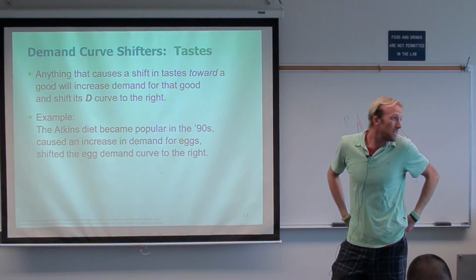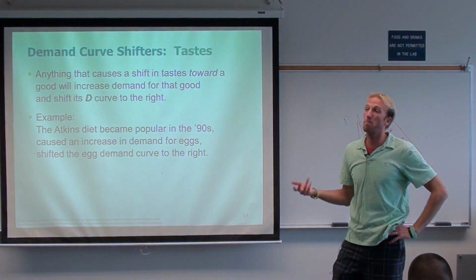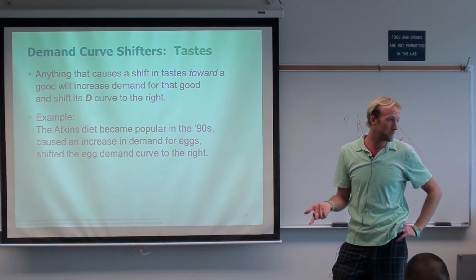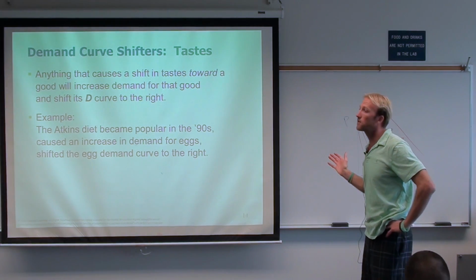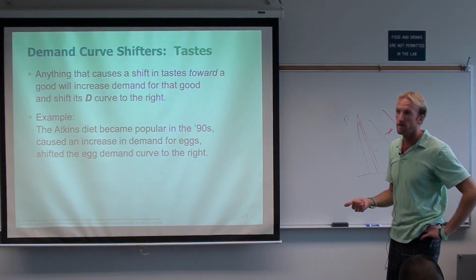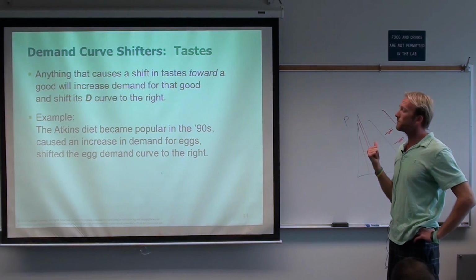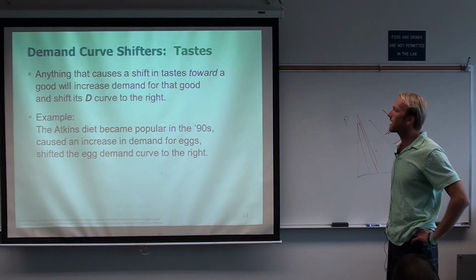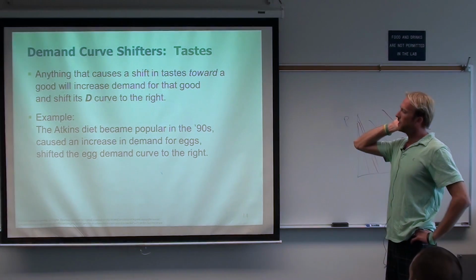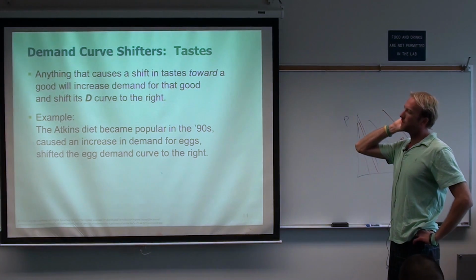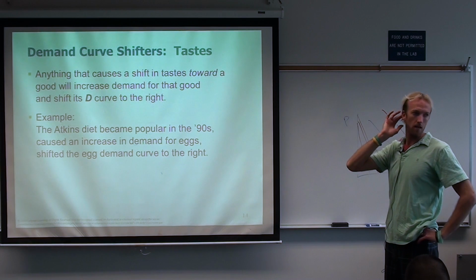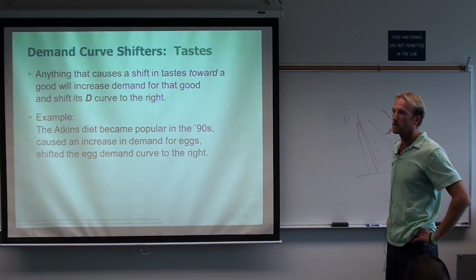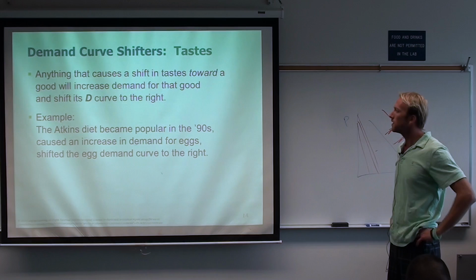For some reason, some things just start becoming more popular and people want to buy them more. That shifts the demand curve. It's not a price of the good, right? They just want more. So an example is the Atkins diet. I don't know if you guys remember that, but you have to go all protein heavy. And anyways, everybody bought a bunch of eggs because eggs are, I guess, high in protein and fat and low in carbs or something like that.